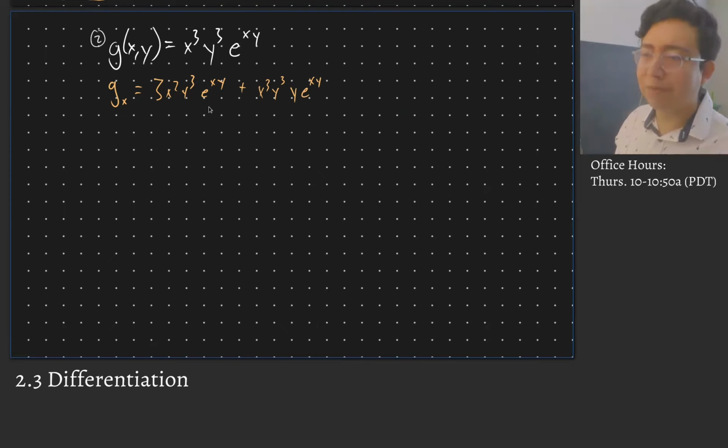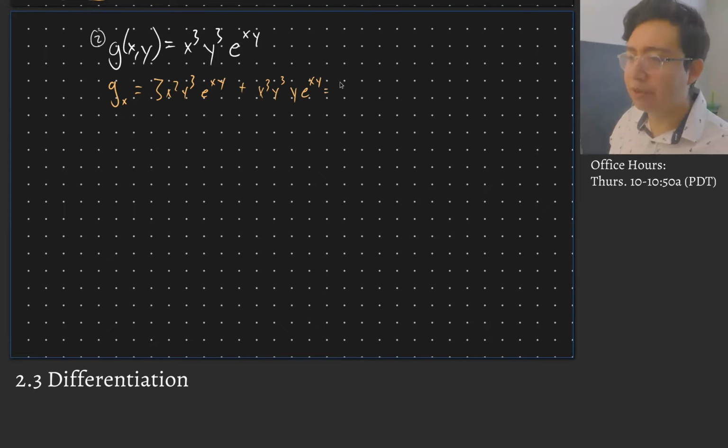And in this one, since I'm going to be taking another derivative of it, I think I am going to simplify it a little. We can turn this into 3x. Let's see, how do I want to do this? Yeah, I think I'm going to factor out the e to the xy. And then this becomes 3x squared y cubed plus x cubed y to the 4th. Oops, should be times. Okay.